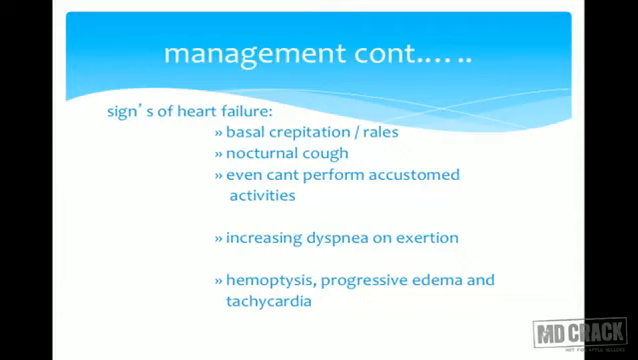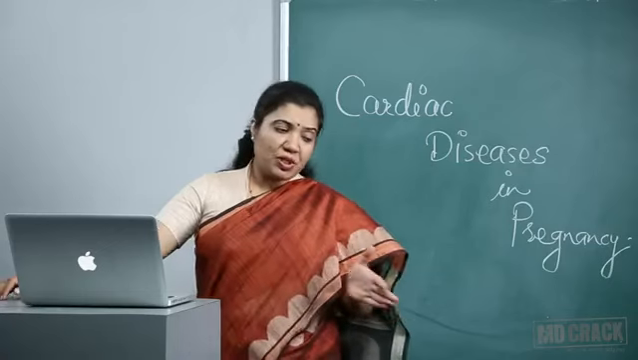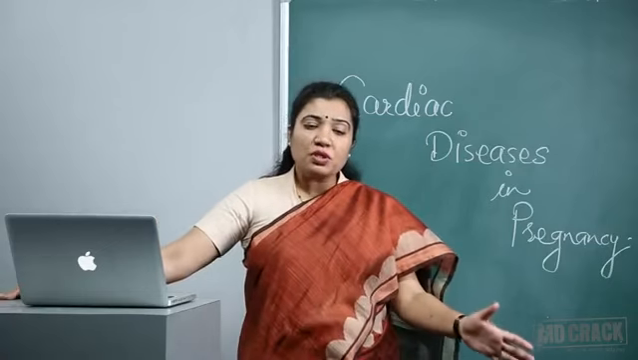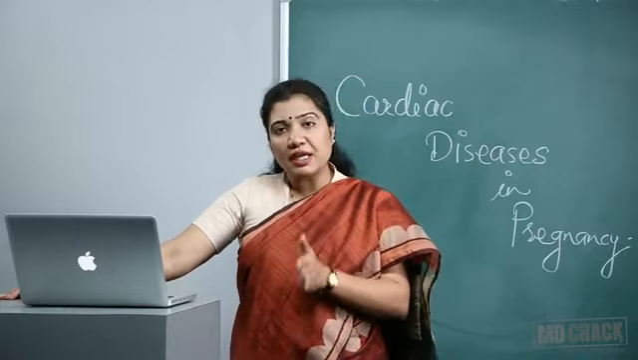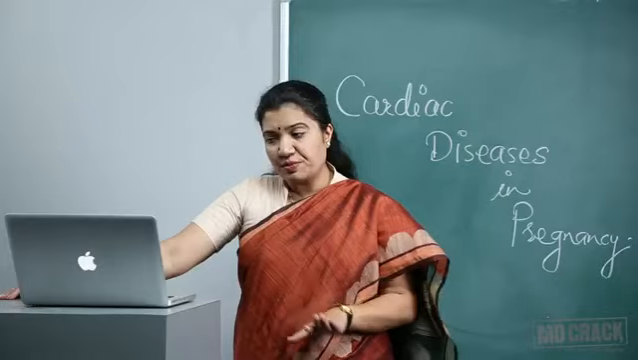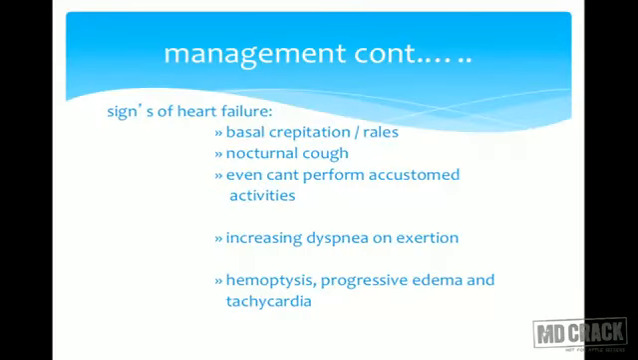Signs of heart failure: if there is presence of basal crepitations or rales, if there is nocturnal cough, or if she can't perform accustomed work, meaning the patient gives a clear-cut history that she used to work every day and do these things comfortably, but now she is unable to do so. That means worsening of the symptoms. Increasing dyspnea on exertion, hemoptysis, progressive edema and/or tachycardia. These are all symptoms indicating that she is landing up in heart failure.